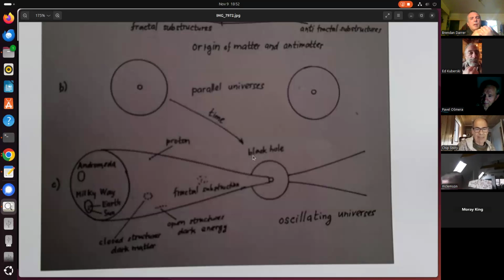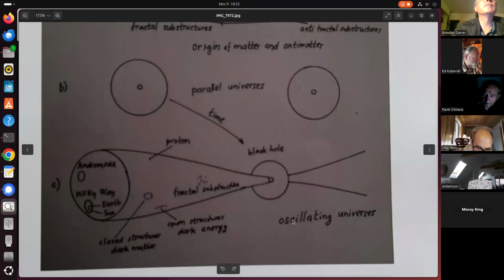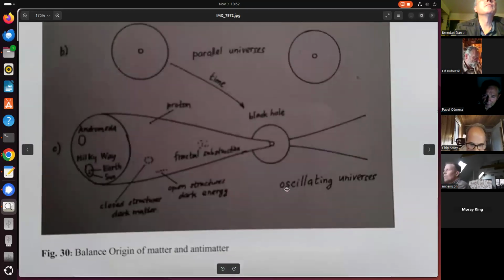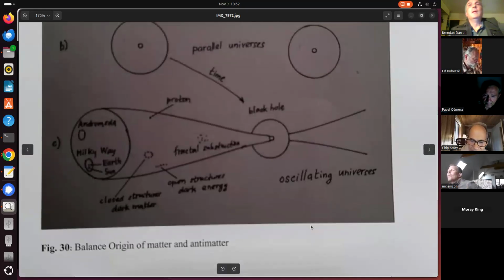Anyway, origin of matter and antimatter. We have parallel universes. We have black holes shown in this diagram, protons, fractalized substructures, the Andromeda Milky Way galaxy, extending through a black hole, the oscillating universes. Everybody likes that. Open structures is dark energy, altered structures, dark matter. Okay, this is a macro view of cosmology. Balanced origin of matter and antimatter.